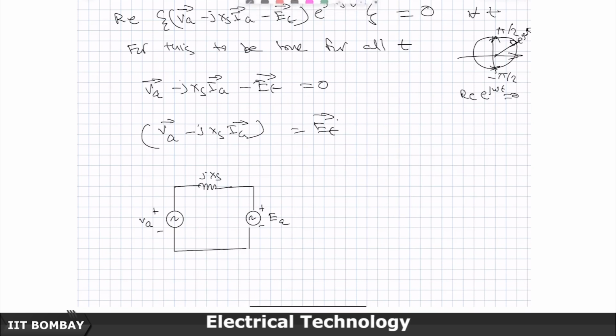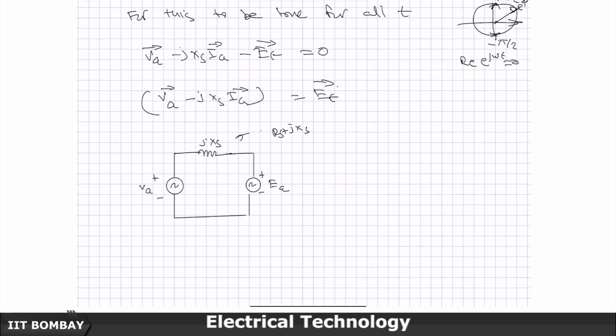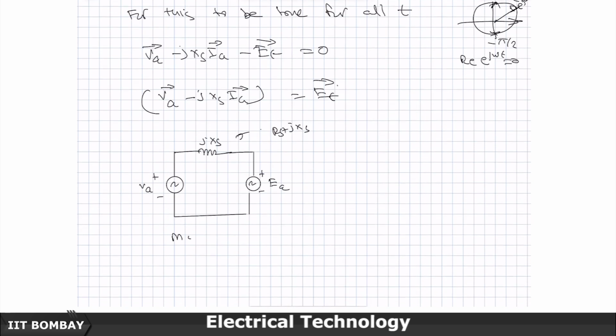And if there is a resistance, because actual windings will have resistance also, you can replace it by stator resistance plus j x, that would be called as the synchronous impedance. So, this becomes the equivalent circuit of the synchronous motor. Cool, is it not? Pretty cool, I would say. The equivalent circuit is turning out to be just as simple as this.